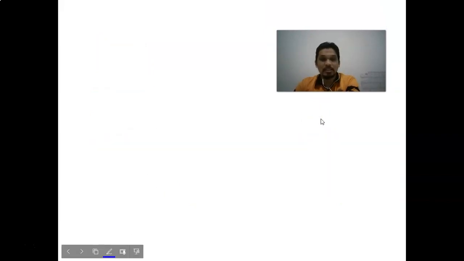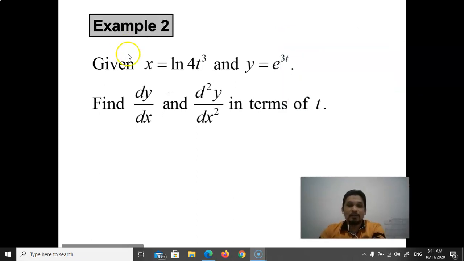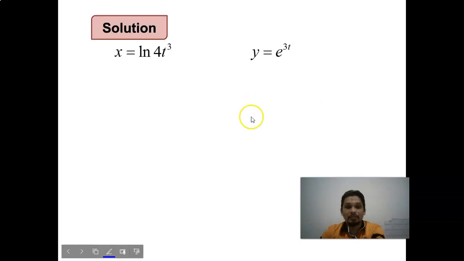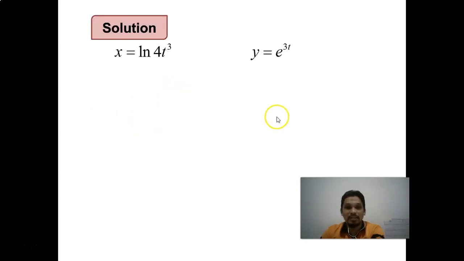Then next, given x equal to ln 4t cubed and y equal to e to the power of 3t, find dy dx and the second derivative in terms of t. It's given here, so we would like to find the first derivative and second derivative in terms of t.